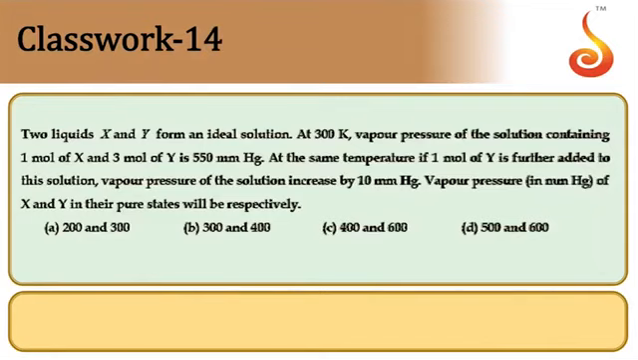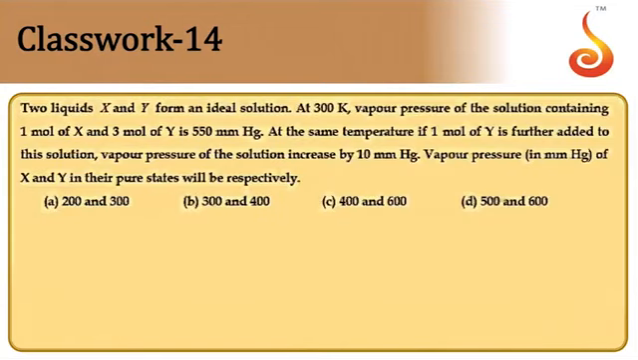Then two liquids X and Y form an ideal solution. At 300 Kelvin, the vapor pressure of a solution containing 1 mole of X and 3 moles of Y is 550. At the same temperature, if 1 mole of Y is further added to this solution, the vapor pressure of the solution increases by 10 mm. The vapor pressures of liquids X and Y in pure states, meaning P0 X and P0 Y, they are asking us now.